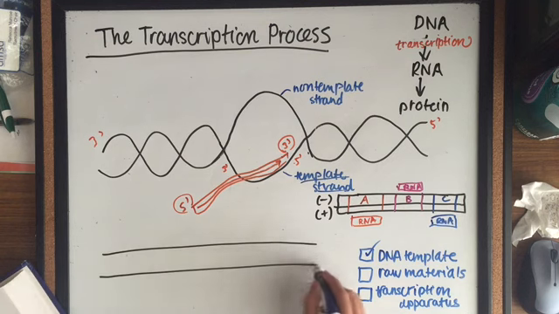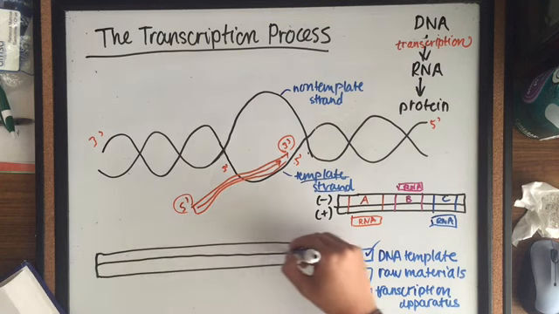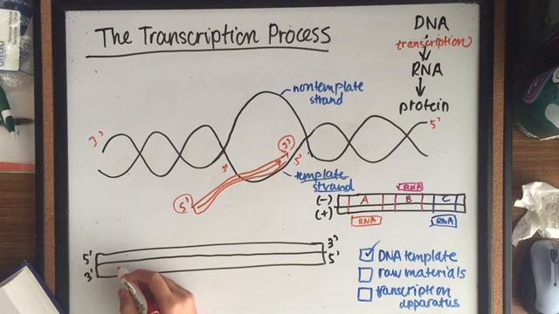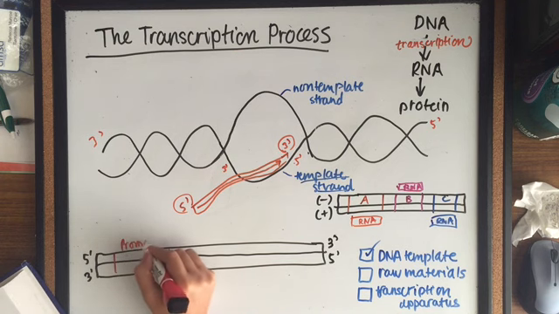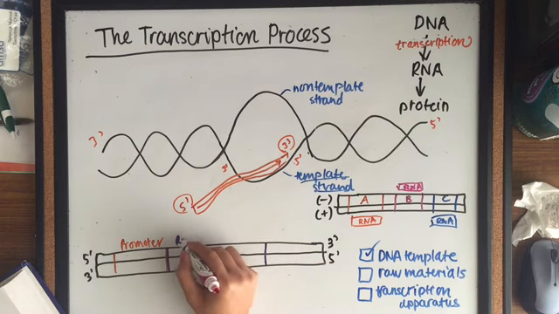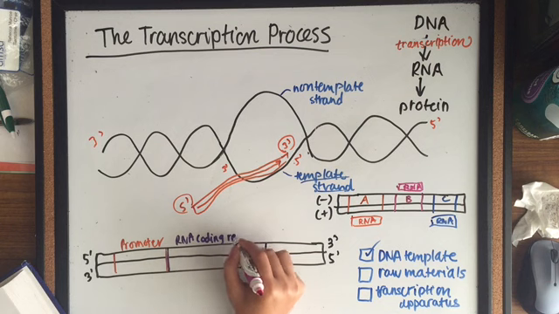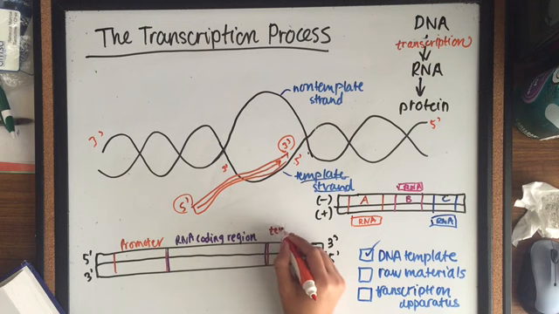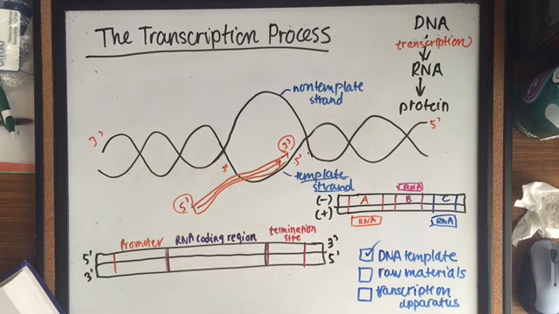Something else to note is that the transcription unit is very important in the process. It includes a promoter, which is where everything begins. It includes the RNA coding region, where RNA will be encoded, and also the termination site, where all of this will come to an end. Again, the RNA is synthesized from the 5' end to the 3' end.